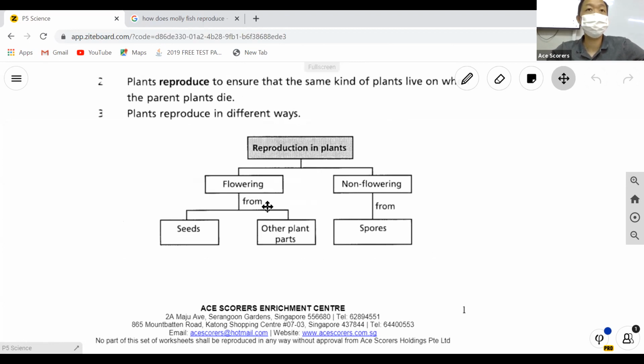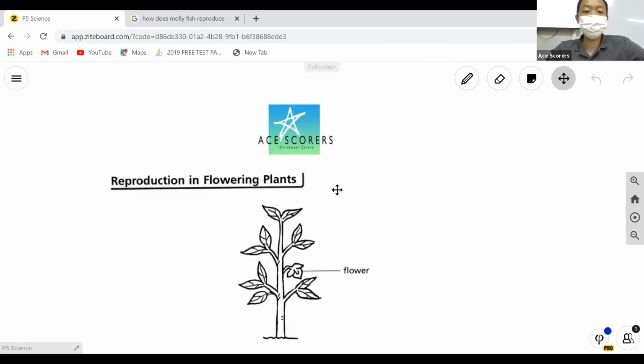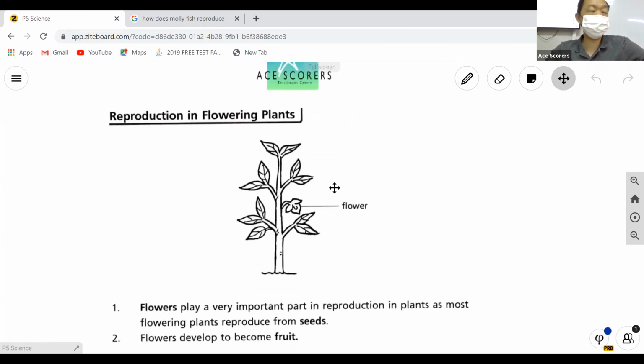Page one, first one. Yeah, I read page one. Takes a long time. Very, very long. A long time for what? To reproduce. He's talking about the plants.